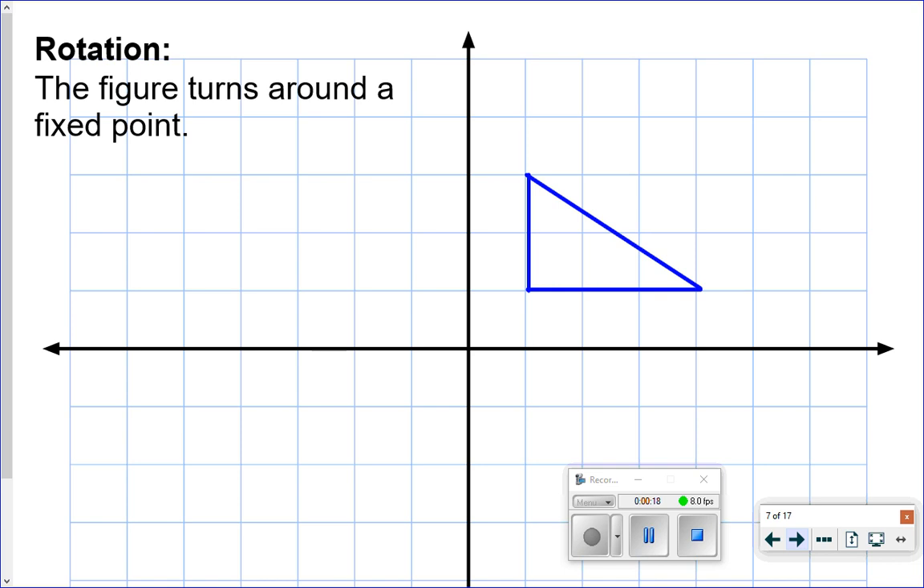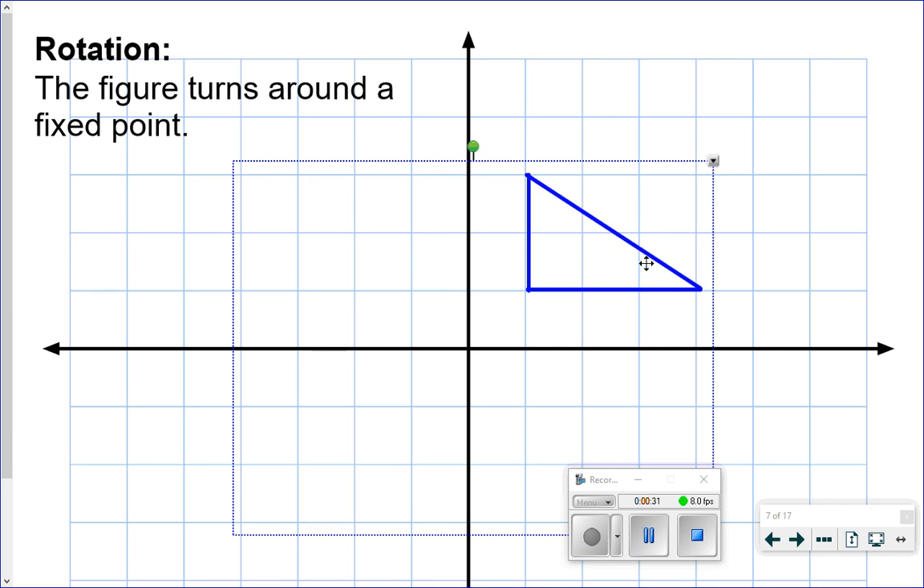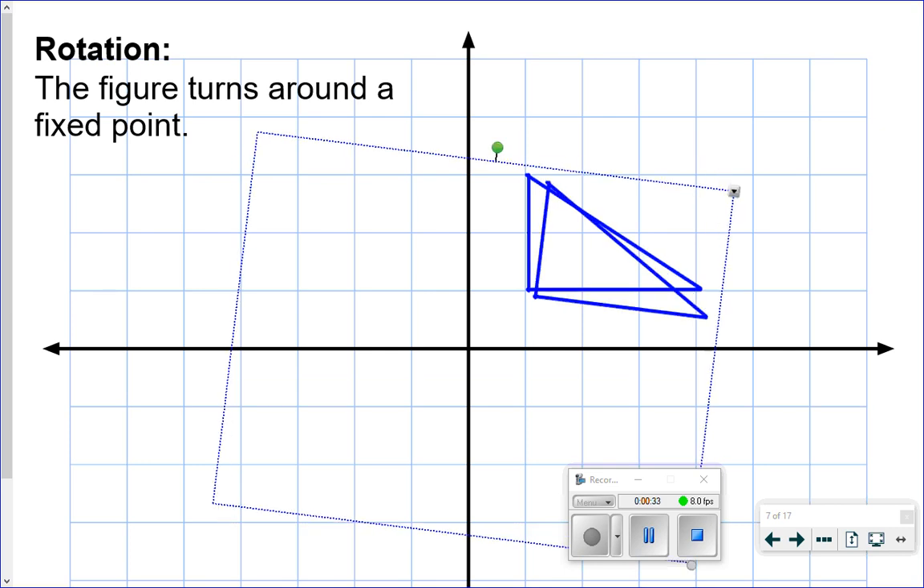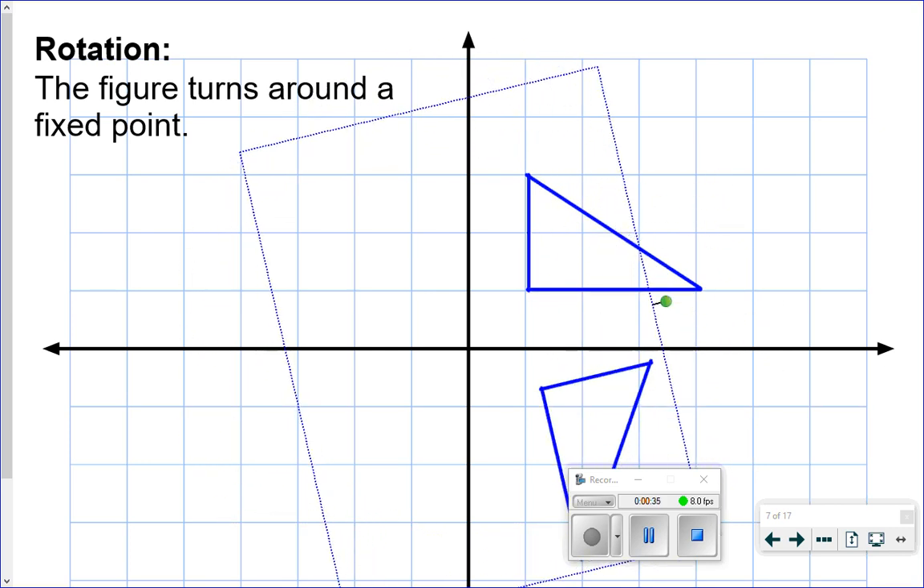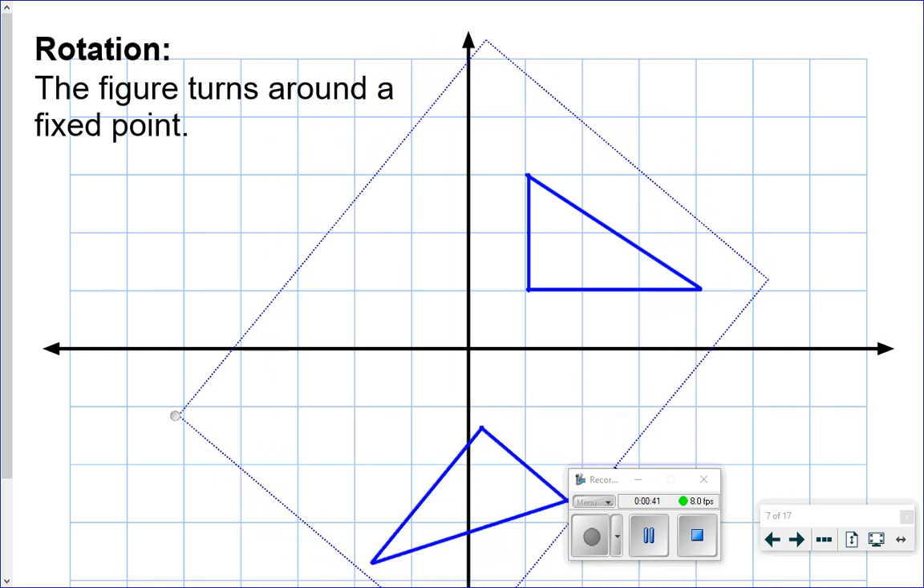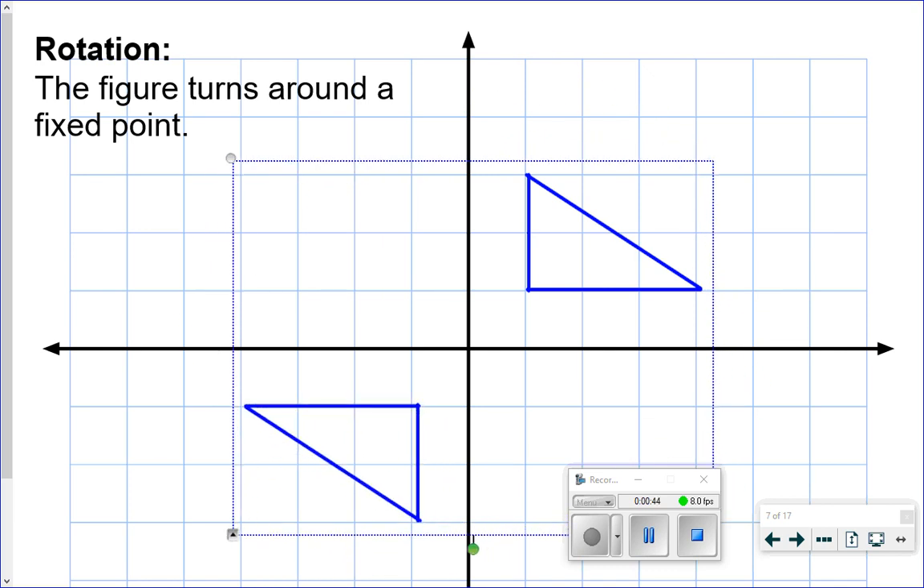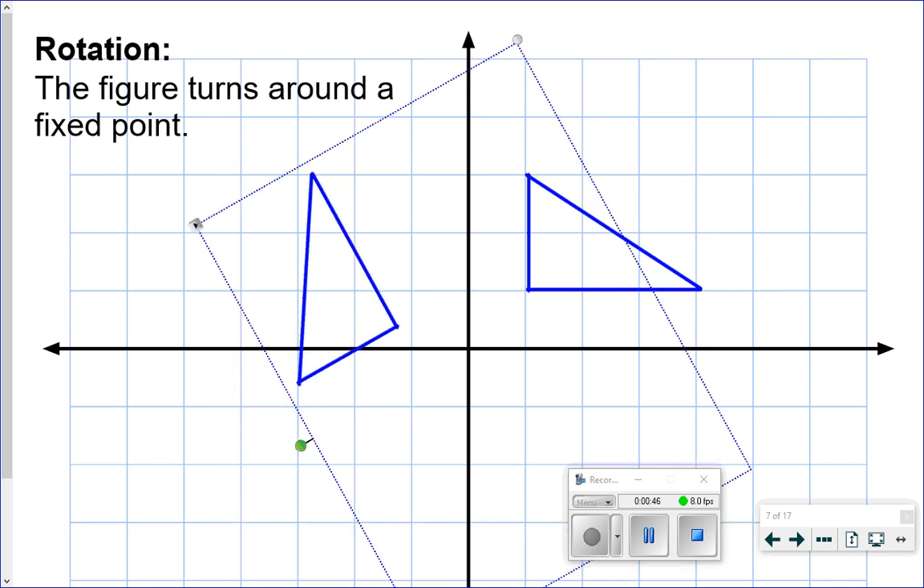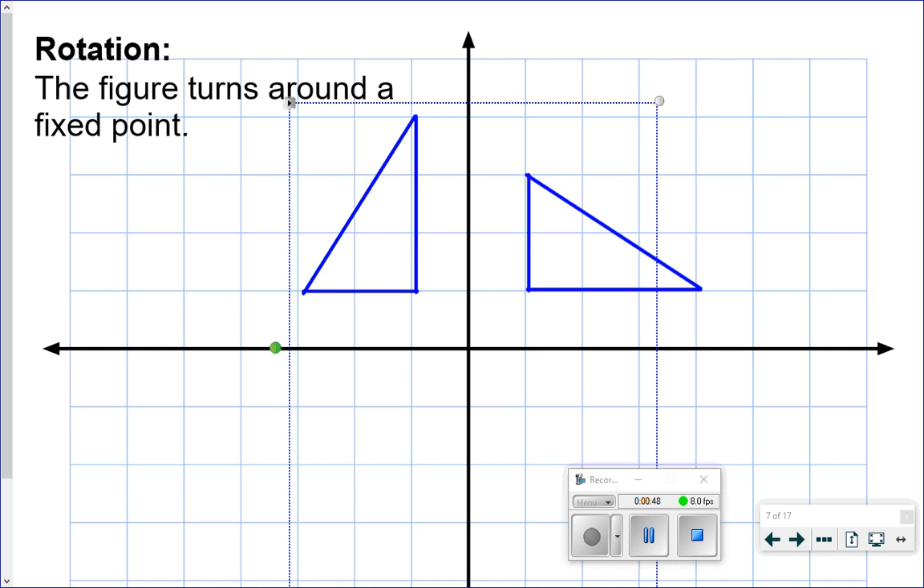So a rotation means the figure turns around a fixed point. On this coordinate plane, my center of rotation is 0, 0. That's what it's going to be for most of the problems we do today. So I can take this shape, click on it, and I can rotate it 90 degrees clockwise. Clockwise means the same direction that a clock goes. I could rotate it 180 degrees clockwise, or I could rotate it 270 degrees clockwise.